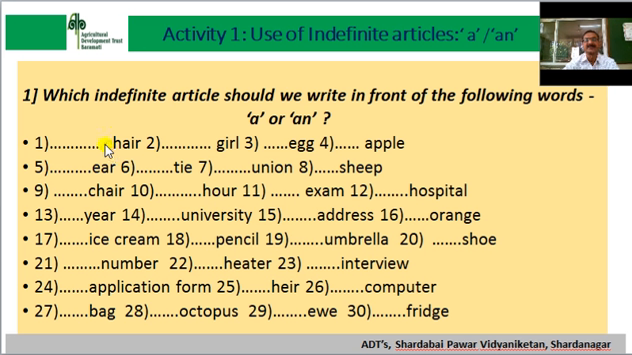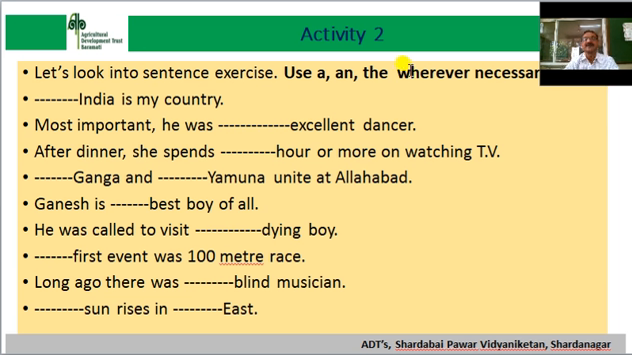A chair. In this way, a girl, an egg. Here, egg starts with the vowel sound E. That's why an egg, an apple. In this way, with the help of the explanation given in the previous slides, you solve all these examples and use a or an.